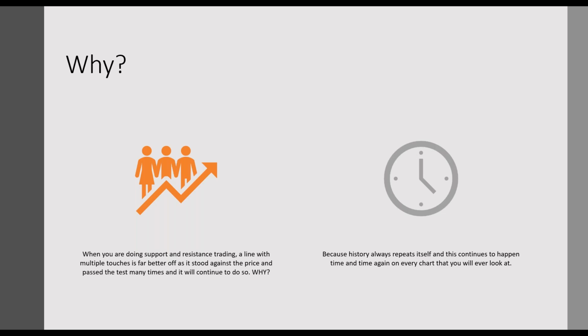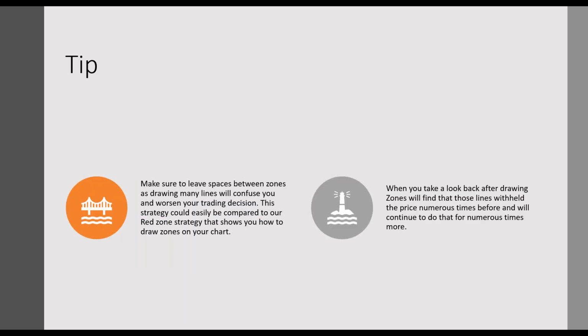When you're doing your support and resistance trading, a line with multiple touches is far better, as it has stood the test of time, because history always repeats itself, and this continues to happen time and again. Until you've actually done this and get yourself to believe that traders do this over and over again, note that a price that was crucial 2 years ago isn't necessarily crucial today. But if it was important 2 years ago, held out the last time price was in the zone, and held out the time before that, and it's reliable today, it's more valuable.